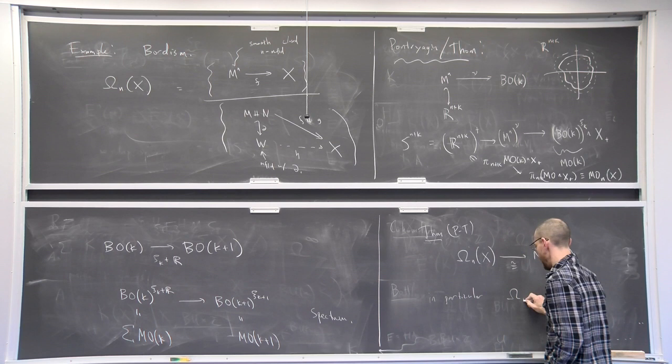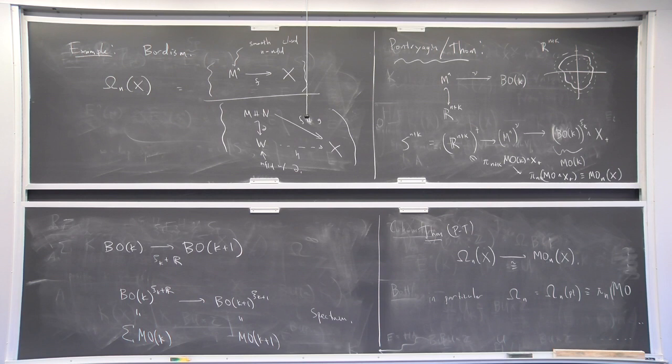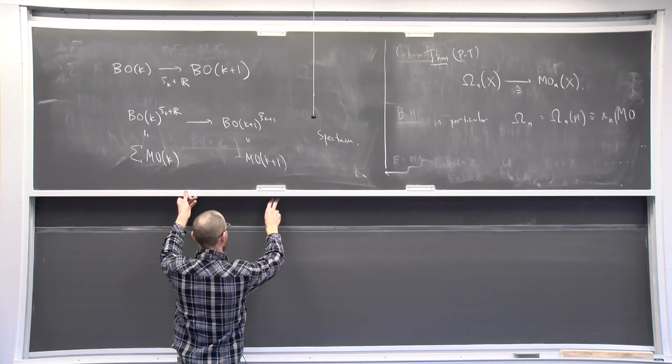The nth bordism group, which is otherwise known as the nth bordism group of a point, is the nth homotopy group of the bordism spectrum. And Thom realized that these are computable. Of course, he didn't have the language of spectra, but he instead was dealing with these colimits.